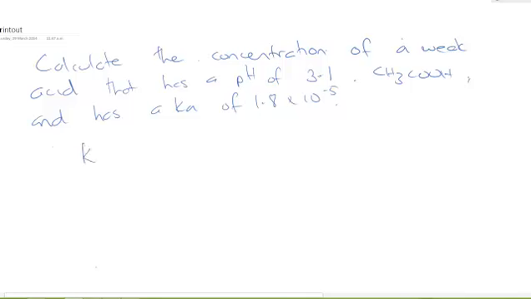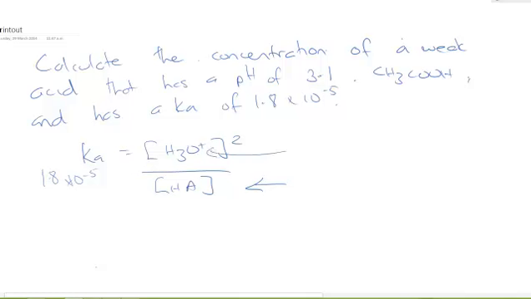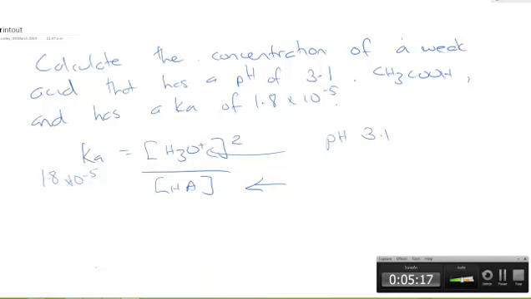So if you set up the equation, which again is a good thing, which is [H3O+] squared over [HA], being asked for the concentration of the weak acid. That's what that is. You've been given the Ka value. And this here, you've been given because you've been told the pH is 3.1. Okay, so you just need to substitute those values in.